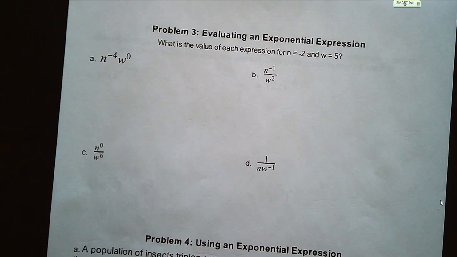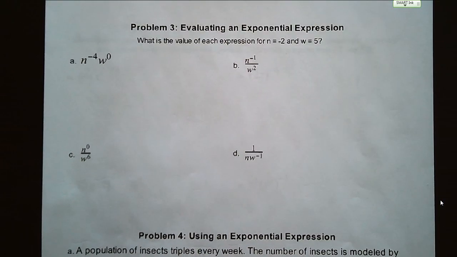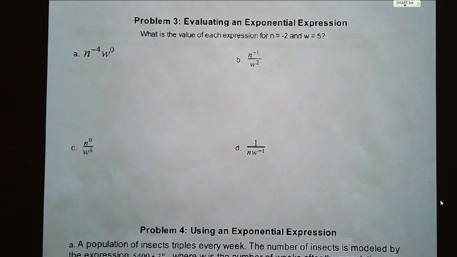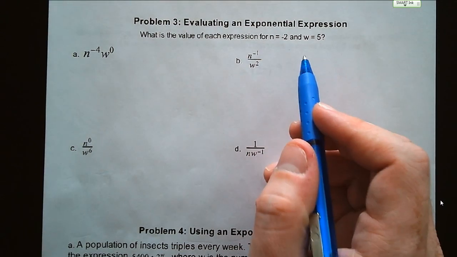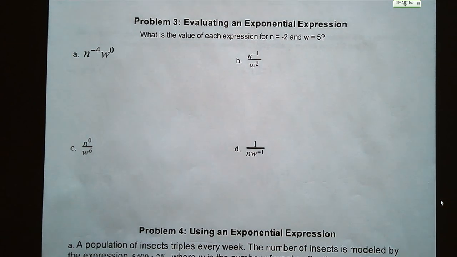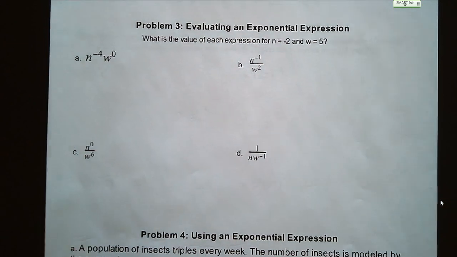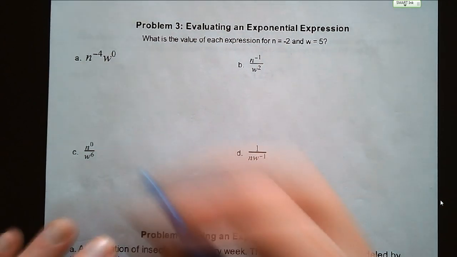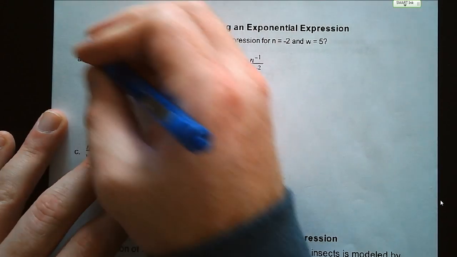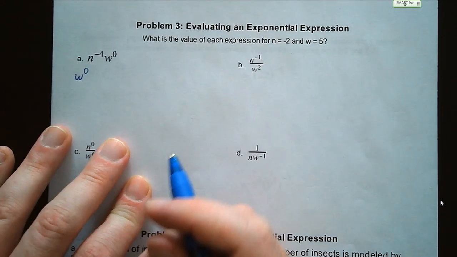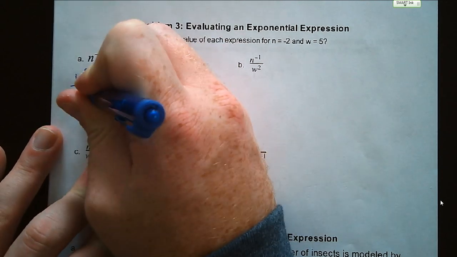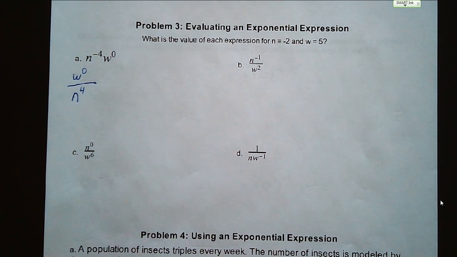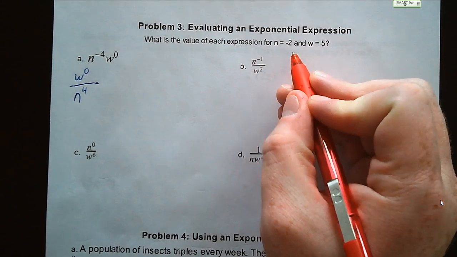Now, problem 3 is evaluating an exponential expression. So we are going to substitute in negative 2 for n and 5 for w. So the first thing, I'm thinking I want to rewrite these with positive exponents only. So we're going to have w to the 0 power, that stays in the numerator. n to the negative 4th is going to move to the denominator and just be n to the 4th. And now I want to substitute in my values.